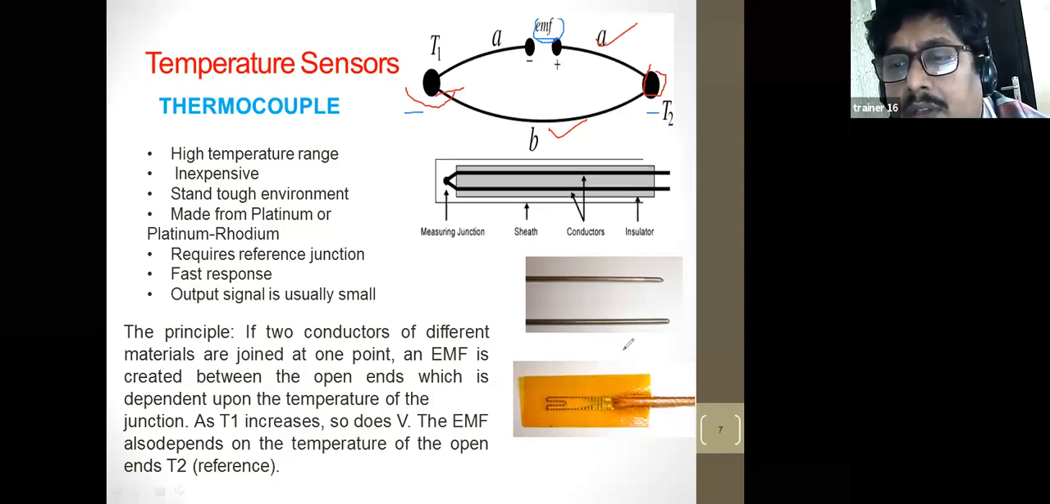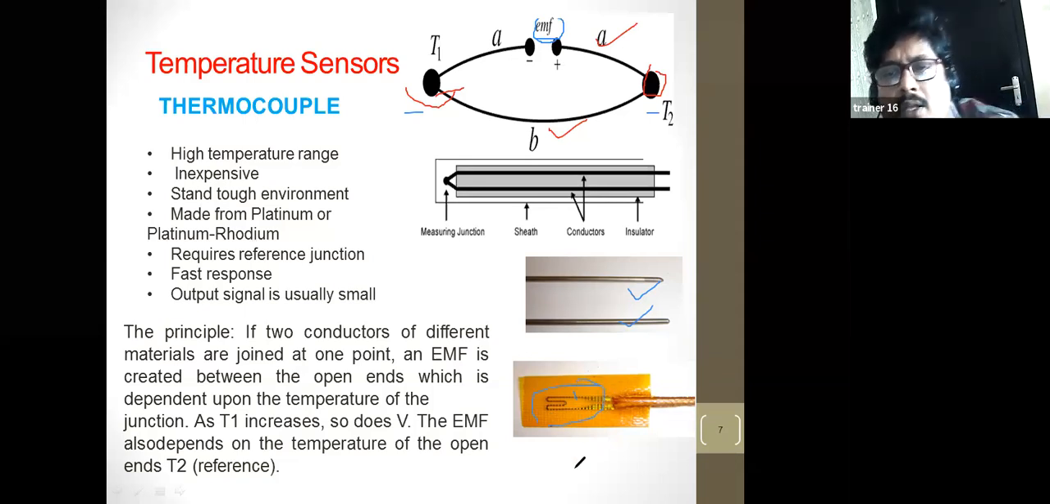This is a thermocouple gauge, or probe. We can also call it a probe. And this is the thermocouple sensor. Inside, it is like this, two materials. It can be used to measure up to a high temperature range and is inexpensive, that means of course less cost.